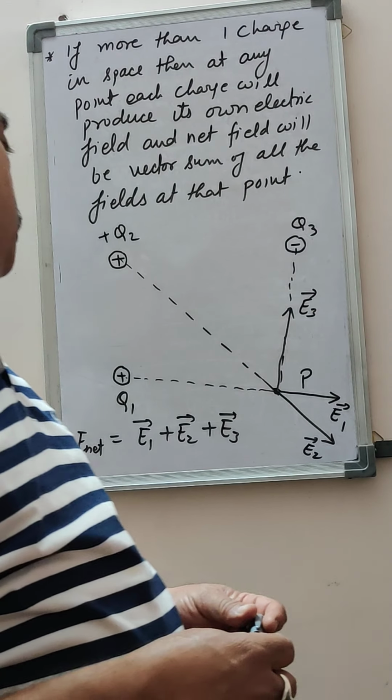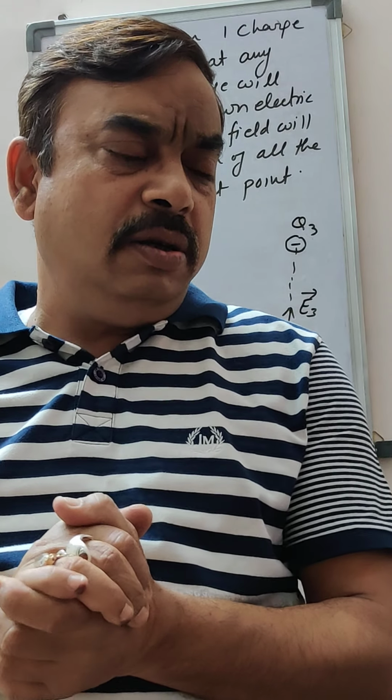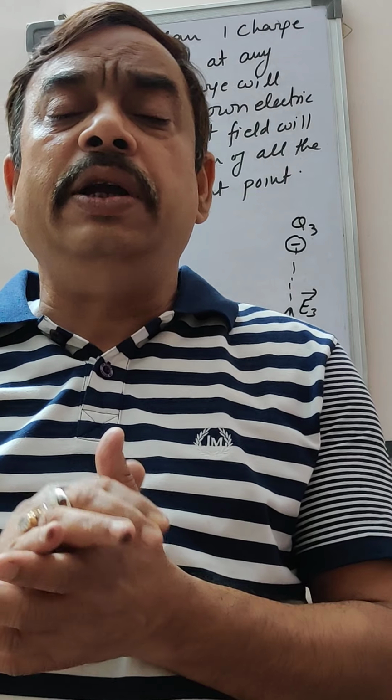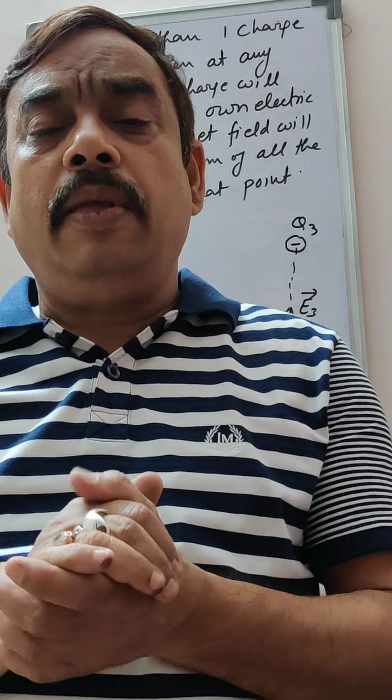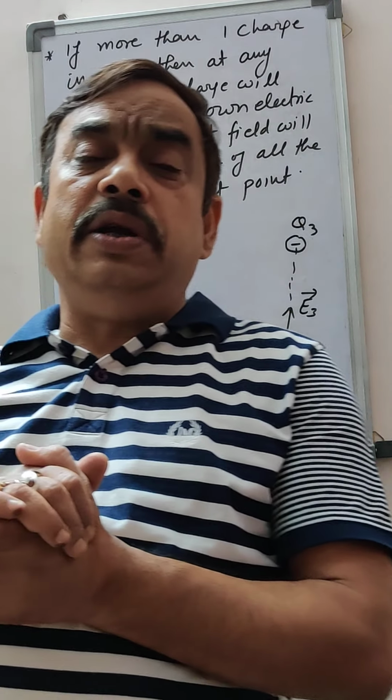And if you have more than two fields, first you will mark the direction of each field, find the magnitude of each field, then resolve the fields along the x and y axes, then find sigma Ex and sigma Ey. The net field will be under root sigma Ex square plus sigma Ey square. And for direction, tan alpha is equal to sigma Ey upon sigma Ex. In this way, you will calculate the electric field due to charges.